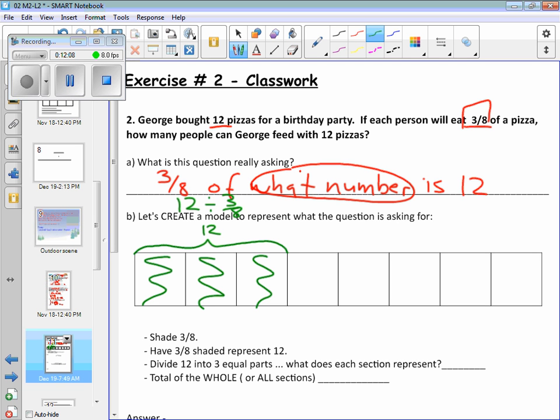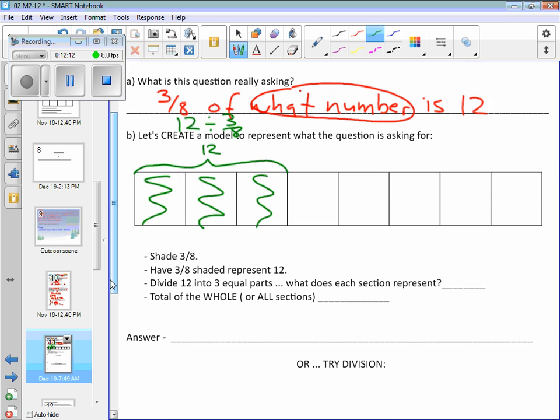So now you have to think. If 3 of the sections have to add up to 12, what does each section have to be worth? Pete. 4 would work. That's going to make this 4 plus 4 plus 4, that adds up to 12. And we'll put a 4 there as well.